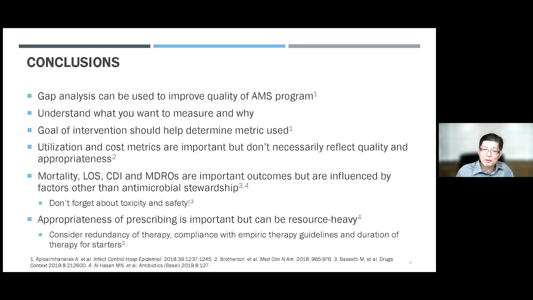And lastly, appropriateness of prescribing is important, but can be resource heavy. Consider redundancy of therapy, compliance with empirical therapy guidelines, and duration of therapy as well.